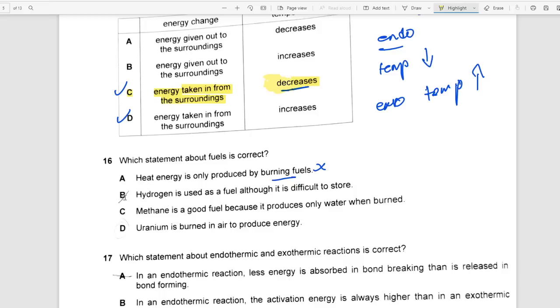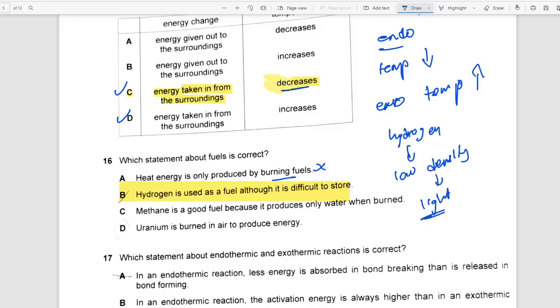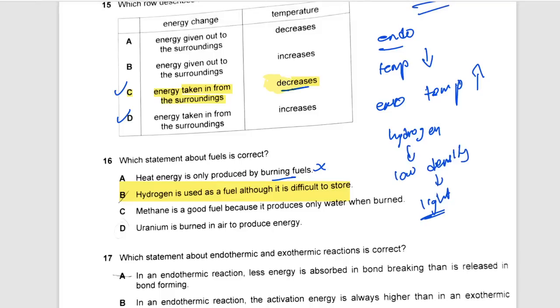That is correct. Now, the reason why it's difficult to store is because hydrogen has a low density. Because it has a low density, it is very light. And because it's very light, it's very difficult to store, because how will you store a gas that is this light? Okay, let's look at the other options.